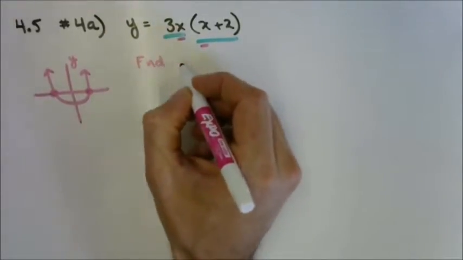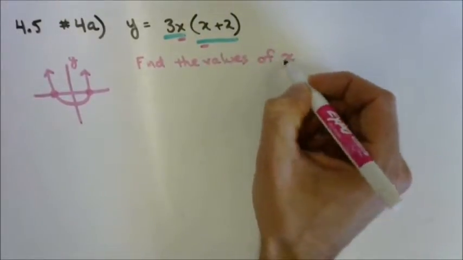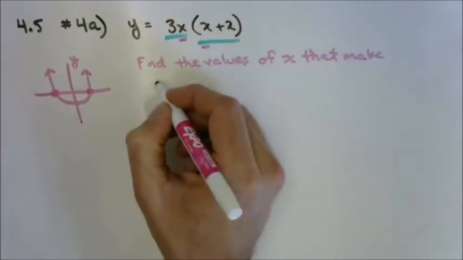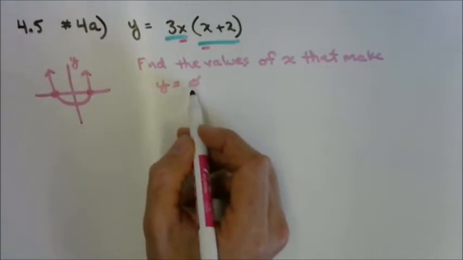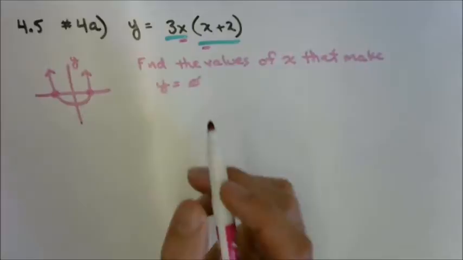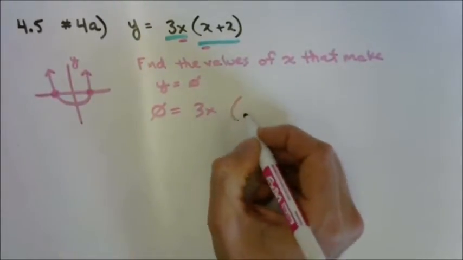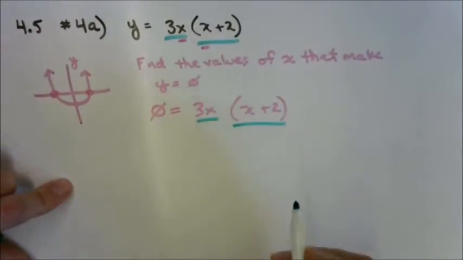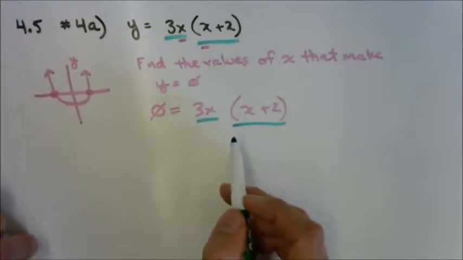Find the values of x that make y equal 0. Well, let's do that. Let's put 0 in for y and see if we can solve for x. So if we have 0 equaling 3x times x plus 2, we know in order for something to equal 0, we just need to multiply it by 0. So one of these factors has to be 0.